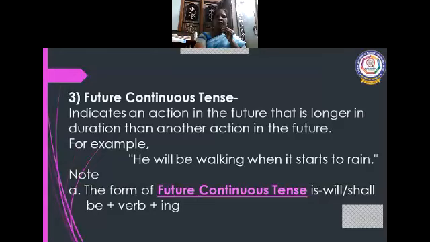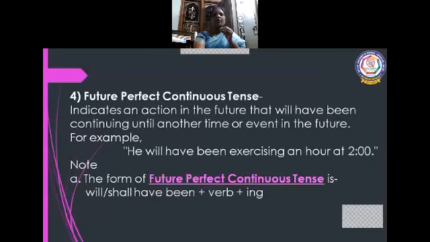So the form of future continuous tense is will be plus verb plus ing, or shall be plus verb plus ing. Future perfect continuous indicates an action in the future that will have been continuing until another time or event in the future. For example, he will have been exercising an hour or two. The form of future perfect continuous tense is will have been plus verb plus ing, or shall have been plus verb plus ing.